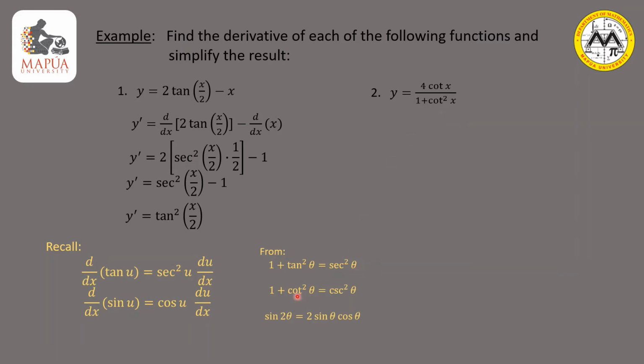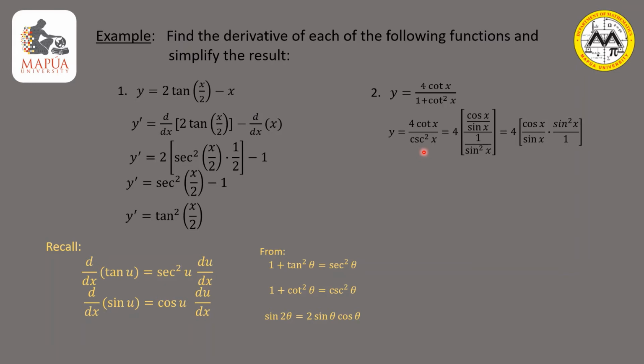Recall that we have this identity: 1 plus cotangent squared of theta is equal to cosecant squared of theta. Applying this, the denominator 1 plus cotangent squared of theta can now be simplified to just cosecant squared of theta. And now we express y equal to 4 cotangent of x divided by cosecant squared of x.